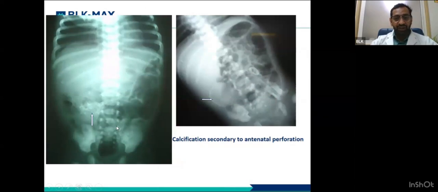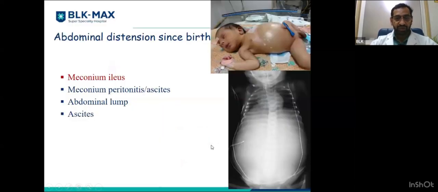Sometimes there could be antenatal perforations, and these perforations can lead to calcification. These perforations might get sealed off, or sometimes they might present as peritonitis or intestinal obstruction. So this is a newborn baby with calcification in the abdomen, which was suggestive of antenatal perforation.